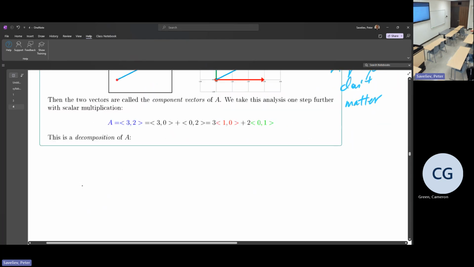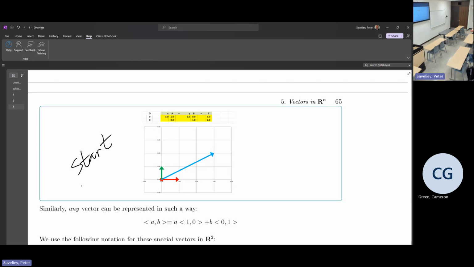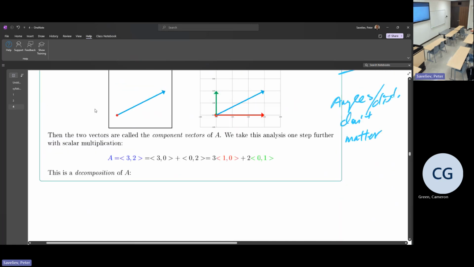Then at the origin, I draw two. This probably could have been a starting point rather than the ending point. So I have a blue vector. No, the starting point is, so that's stage 2. The start is here. That's the start.